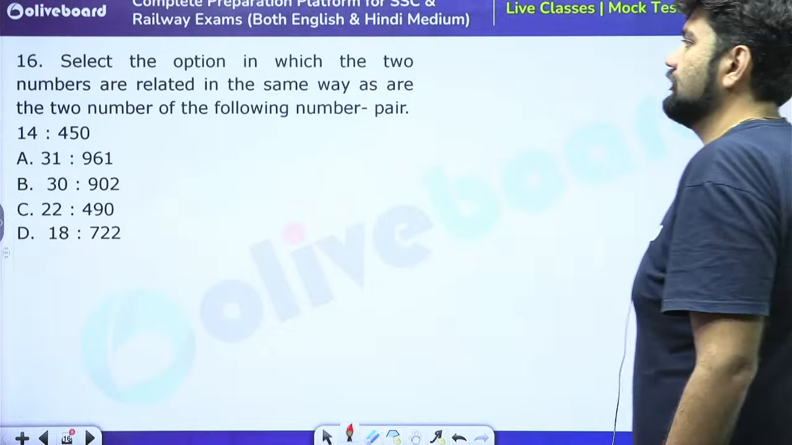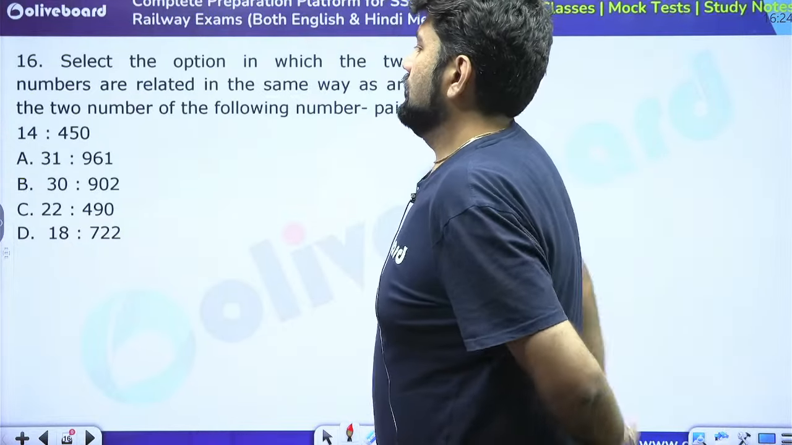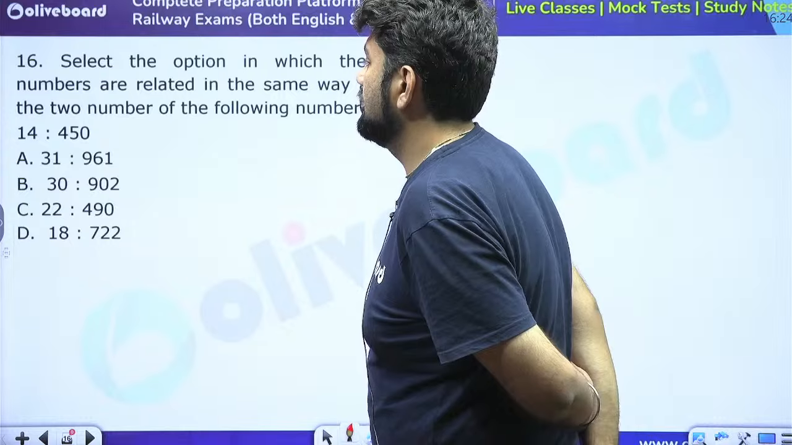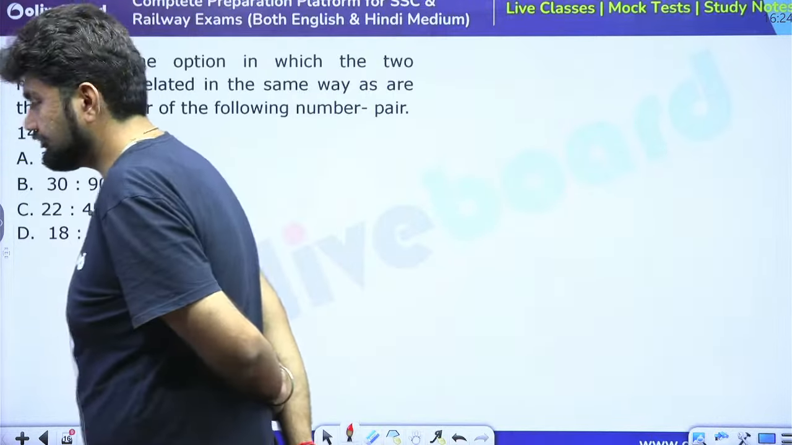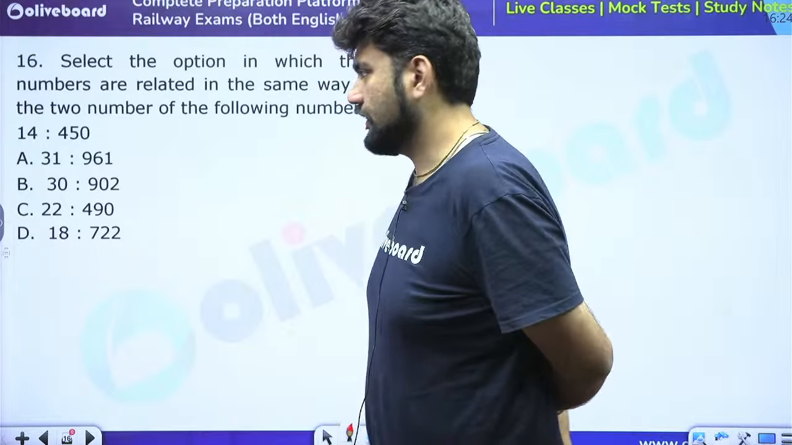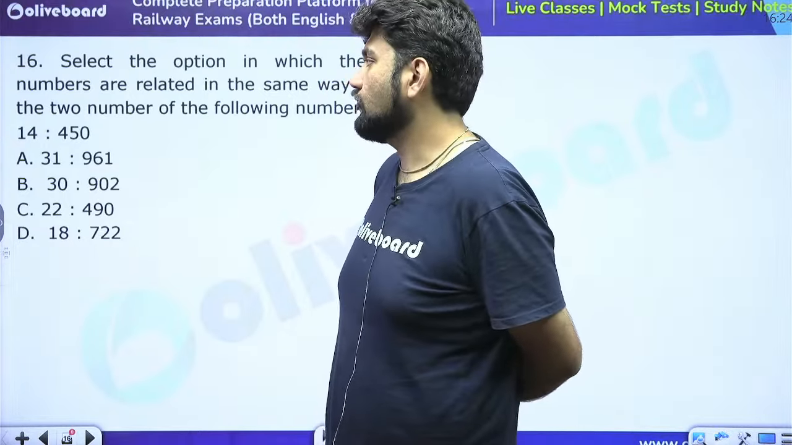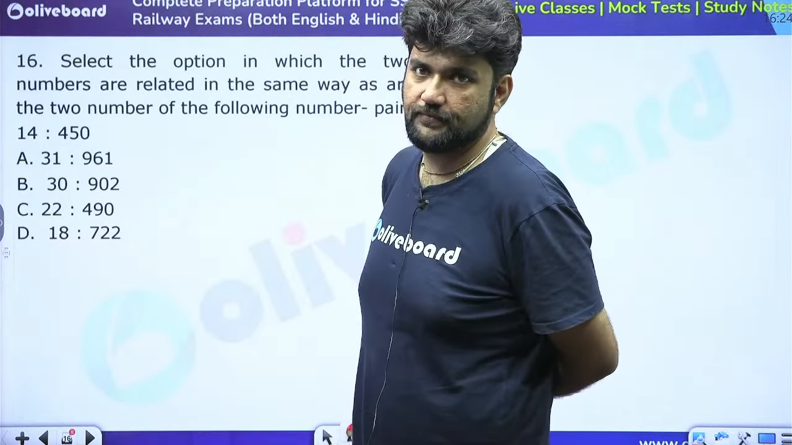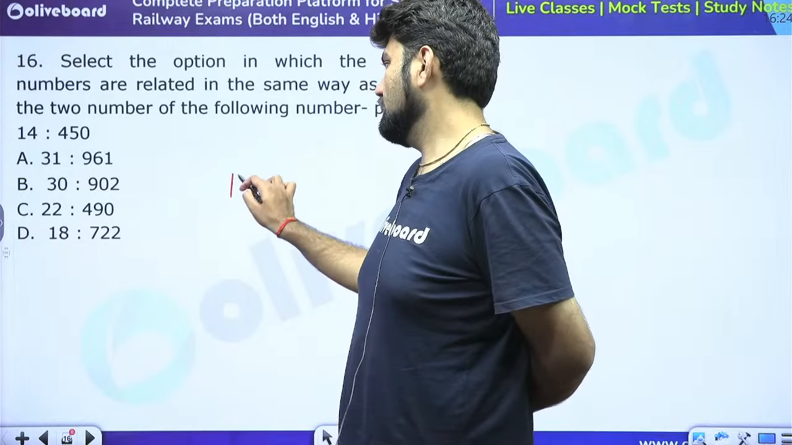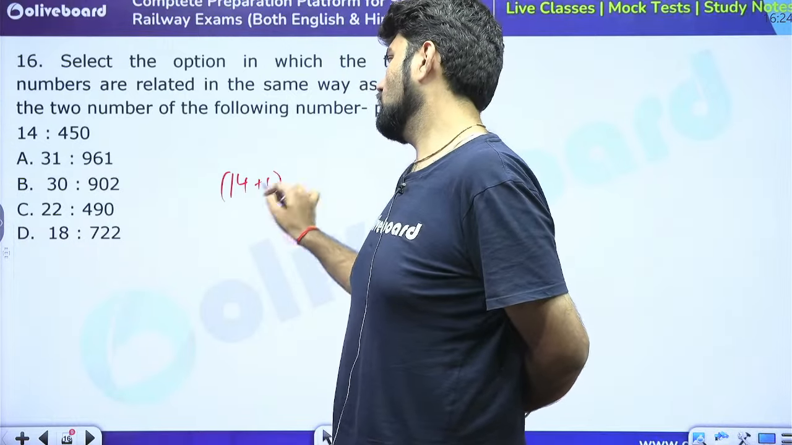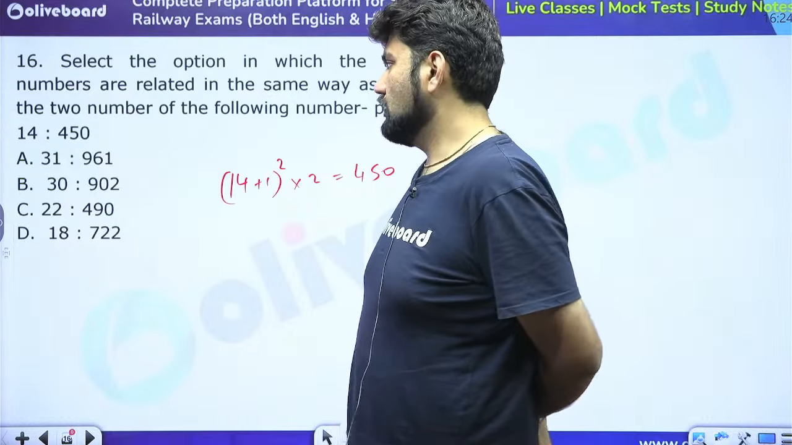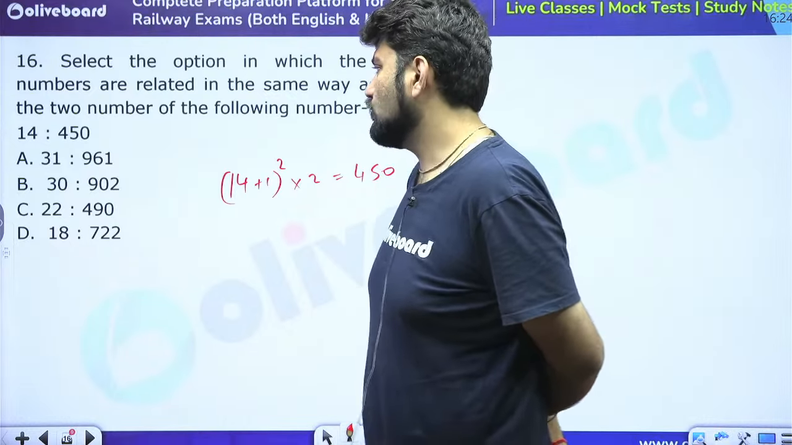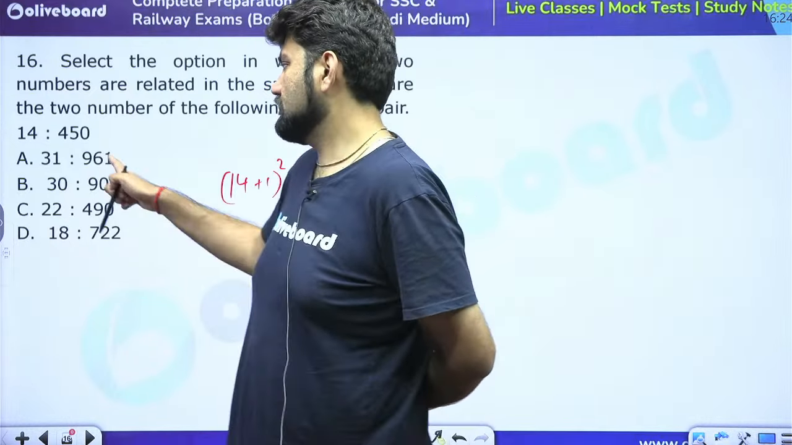$14,450. Oh, this will also come to you right away. This should come to you right away. 450, okay. But what is half of 450? It's 225. Immediately observe it like this. So we can say that it is 14 plus 1 whole square into 2 is 450. So if I divide this by 2, I should get a perfect square. This will not be divisible.